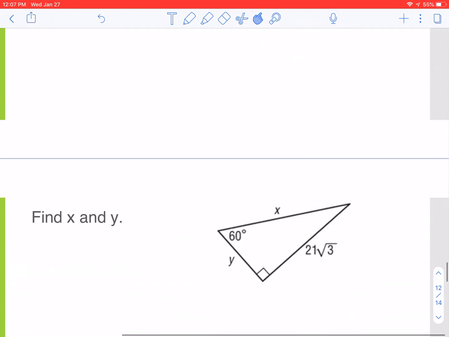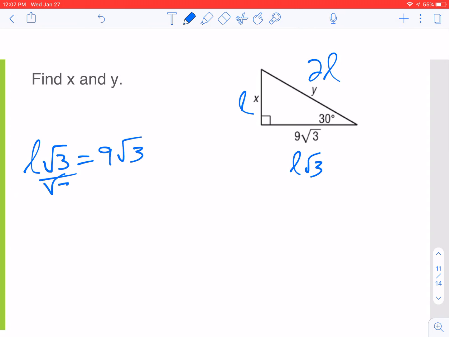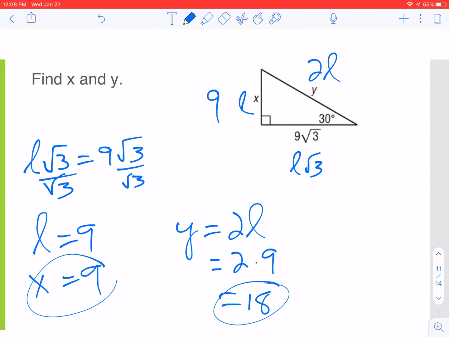Okay, last pattern here. We'll do a couple of these. This is L root 3. This is L. This is 2L. Okay? I need to find L. L root 3 equals 9 root 3. Divide both sides by root 3. L equals 9, which is the same as X, right? And then Y equals 2L. So I just plug in 9 for that, and I get 18. So 9 and 18 would be my answers there.